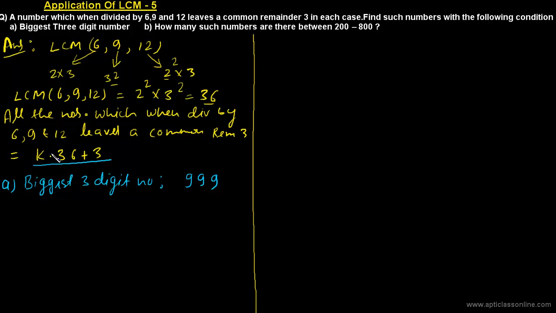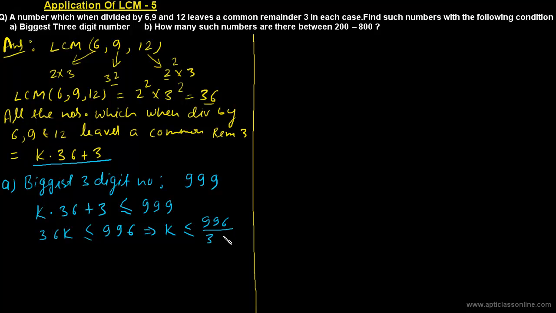So we are basically trying to find k times 36 plus 3 and find a suitable value for k such that this is less than or equal to 999. So with this inequality, 36k is less than or equal to 996, or k is less than or equal to 996 by 36.